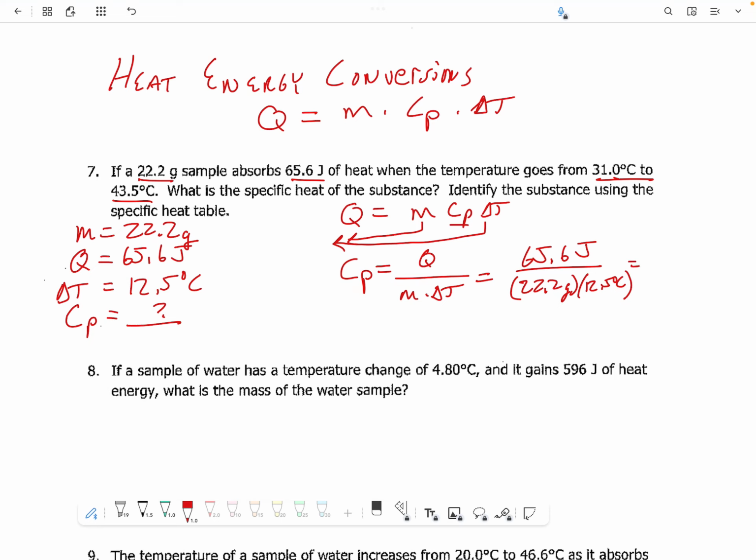Okay. Now, the answer you're going to get is going to be in joules per gram times degrees C. And you're going to multiply the two numbers across the bottom first, then you're going to divide by the top, and you'll get your answer.